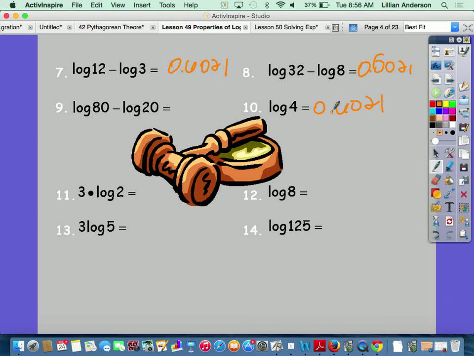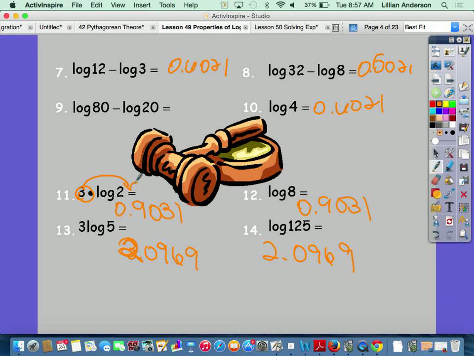What about this one? What did you guys get for this one? 0.9031. What about this one? 2. Oh, 2? Okay. And this one? 2.0969. So what can you say about these? 5 to the third power. The number in front of log is the power. It's 5 to the power 3, which is 125. You guys see that? Yeah.